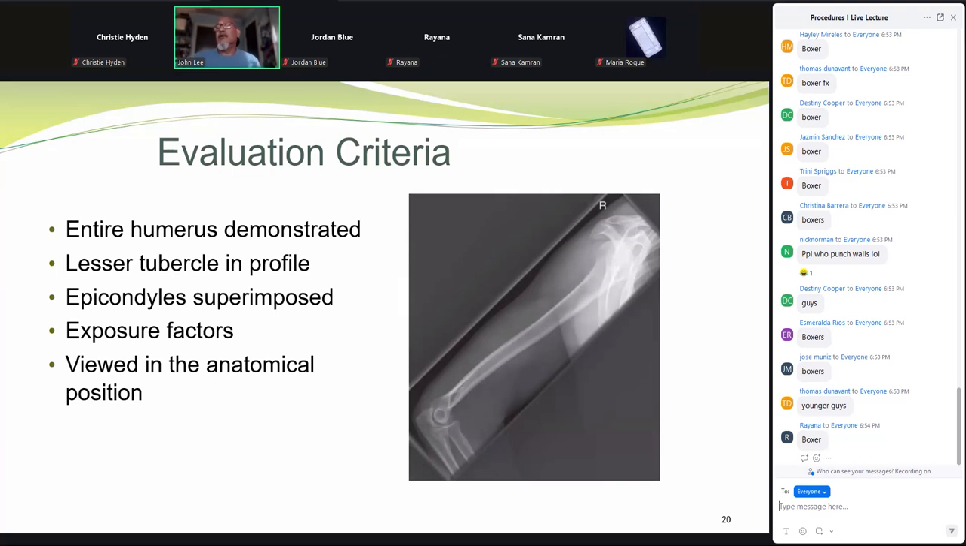For the internal rotation or lateral humerus, again, we want the whole long bone, both joints demonstrated. And in this one, we have the lesser tubercle in profile. Epicondyles should be superimposed.